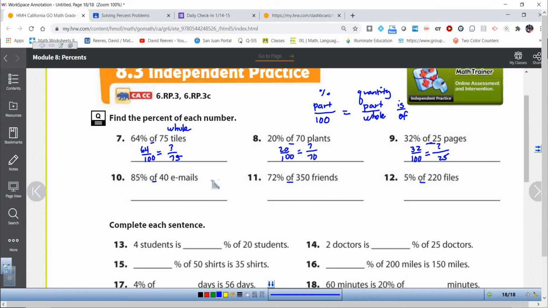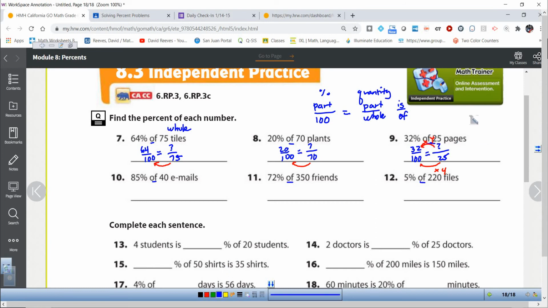All right? Now, this is where we're going to run into a slight problem, because now is where we would look for that factor that we would multiply, right? That equivalency factor. The problem is 75 doesn't go into 100 evenly, does it? 70 does not go into 100 evenly. Now this one works. 25 goes into 100 4 times. So that tells me that I'm multiplying by 4.